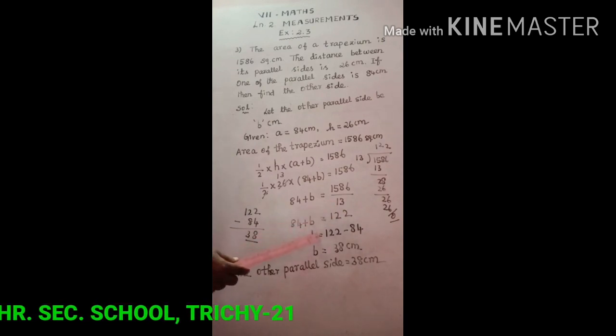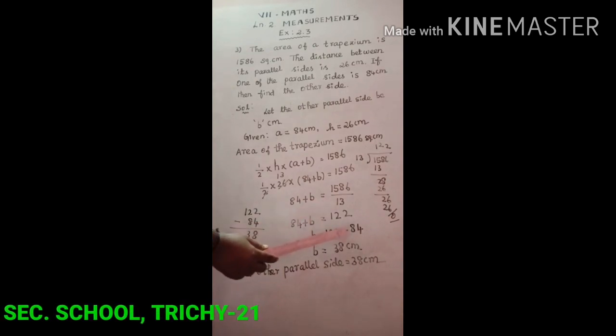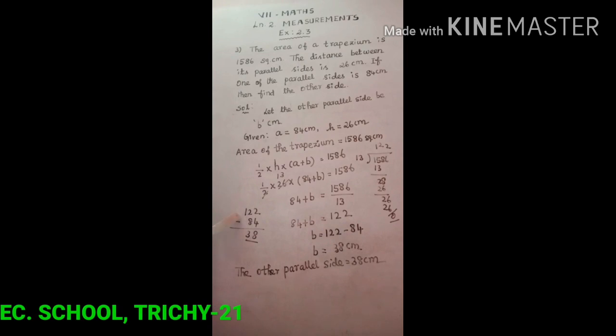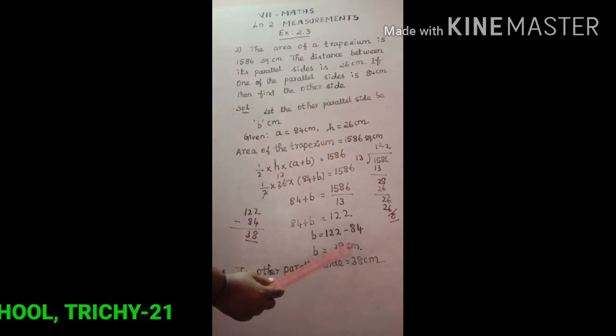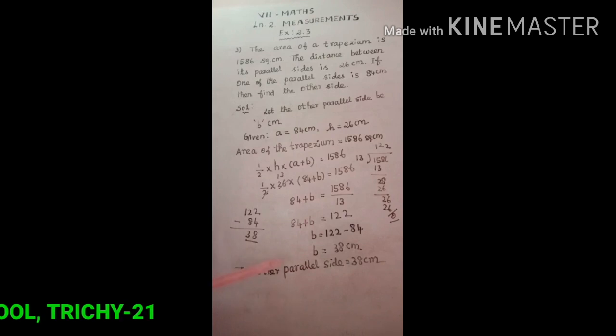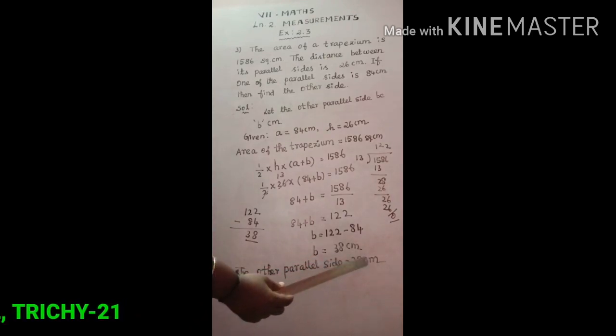So b is equal to, plus 84 goes that side, minus 84. So 122 minus 84 is equal to 38. So b is equal to 38 centimeter. So the other parallel side of the trapezium is equal to 38 centimeter.